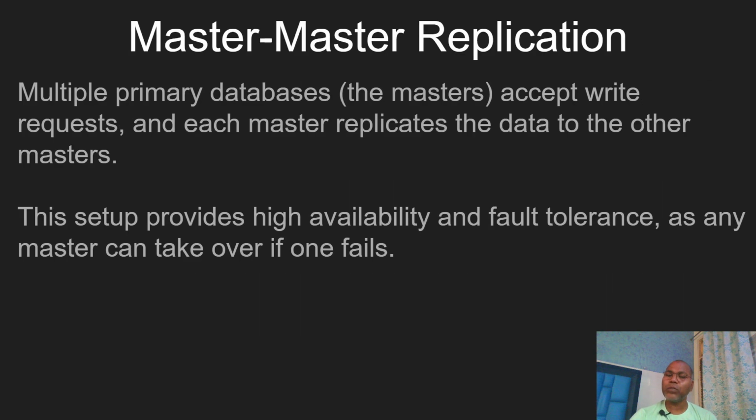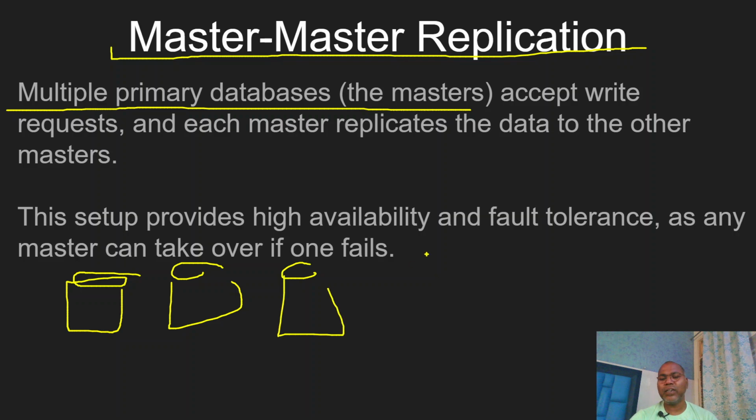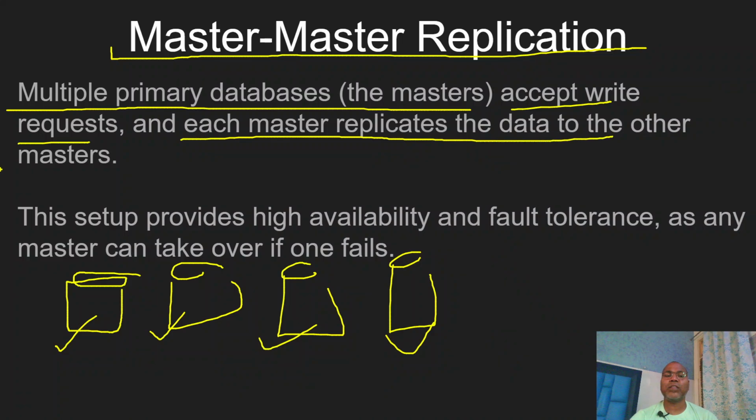So let's talk about the next one, master-to-master. This is the master-to-master replication strategy. What it says is that there are many primary databases. Now you have multiple databases, database 1, database 2, database 3, database 4, and all are primary. This is the primary, this is the primary, this is the primary, this is the primary. Except write requests, each master replicates data to the other masters.